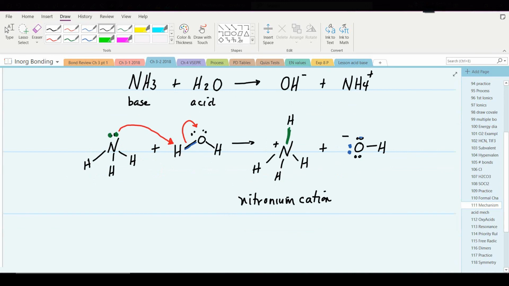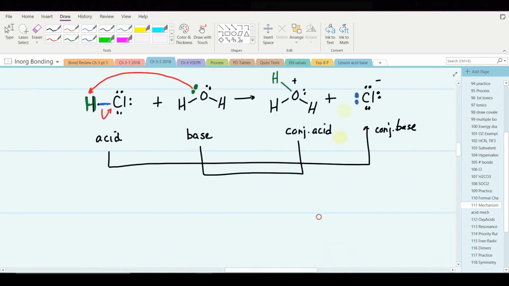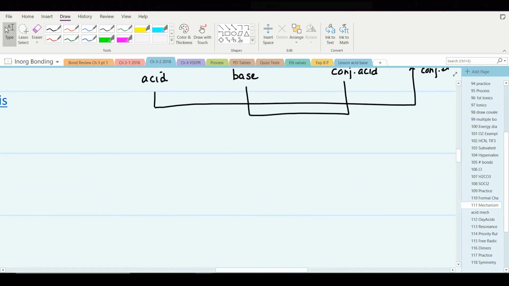So this is another acid-base mechanism. The base, the Lewis base, is an electron pair donor to one of the hydrogens of the water. And then hydrogen can only have one bond at a time, so then the bonded pair between oxygen and hydrogen becomes a non-bonded pair.